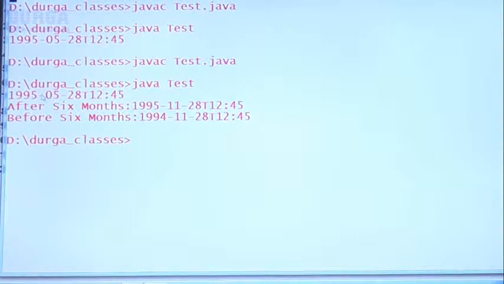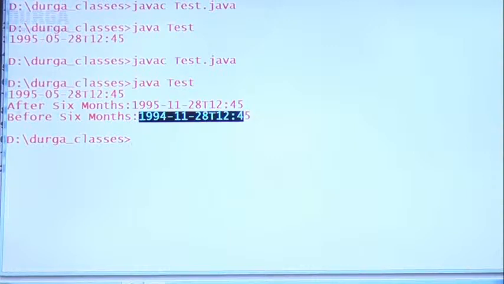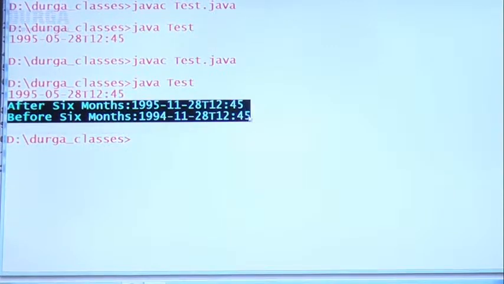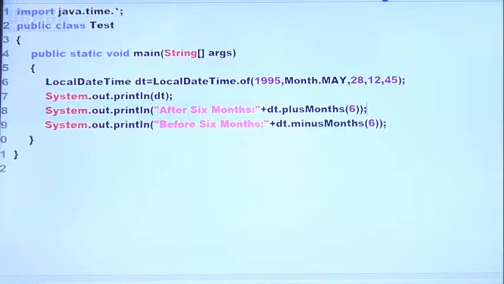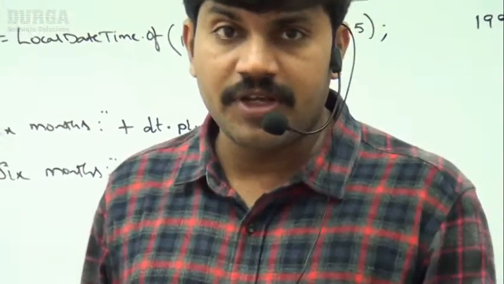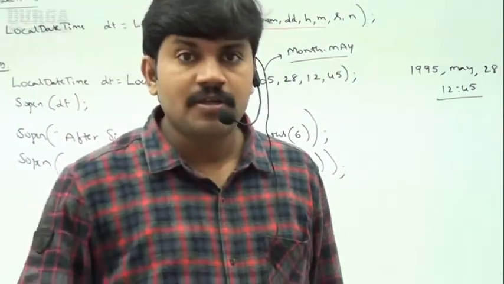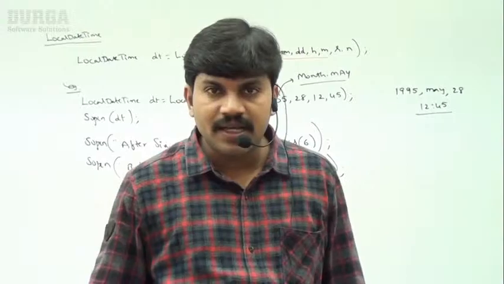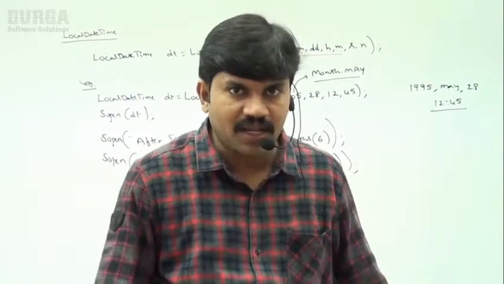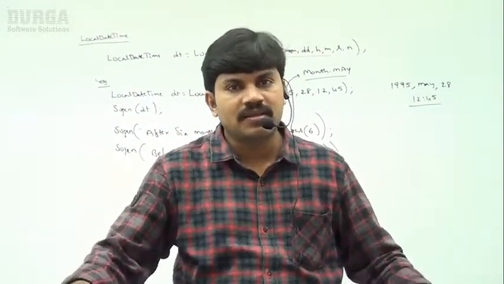After 6 months, actually 05 plus 6 means it will become 11. And 05 minus 6 means the previous year's 11, that is 1994. Everyone can understand, right? After 6 months, what is the date and time? Before 6 months, what is the date and time? You should have clear clarity. Don't think only these are the methods we have. Plus months, plus days, minus days, plus weeks, minus weeks. There are multiple methods.